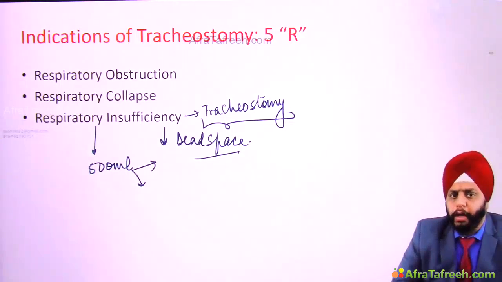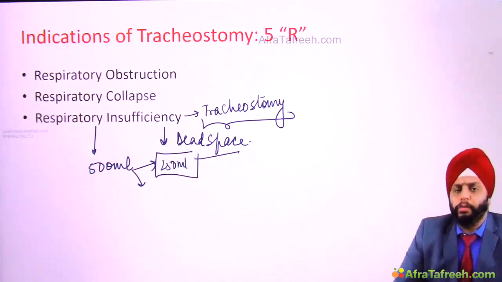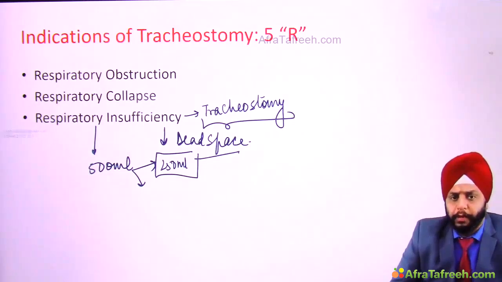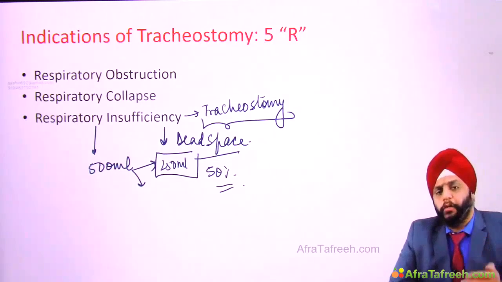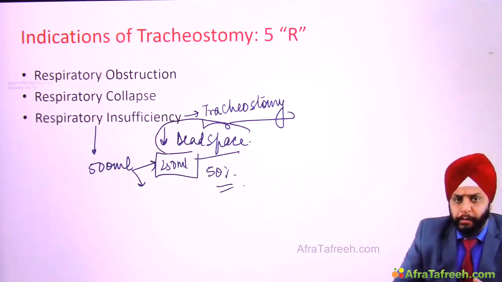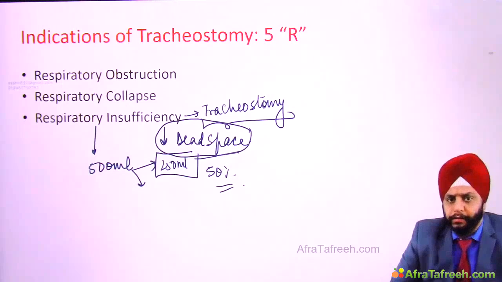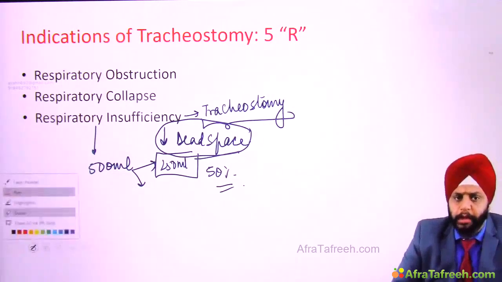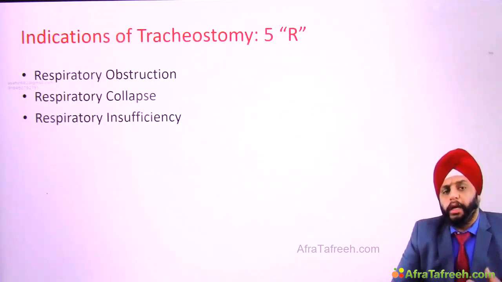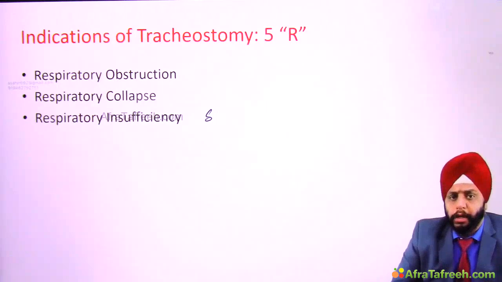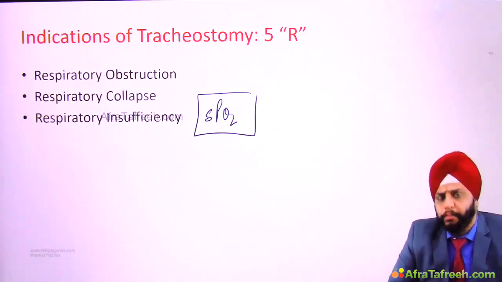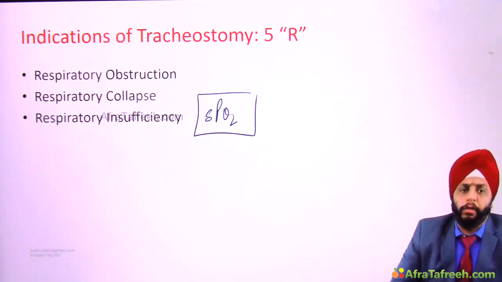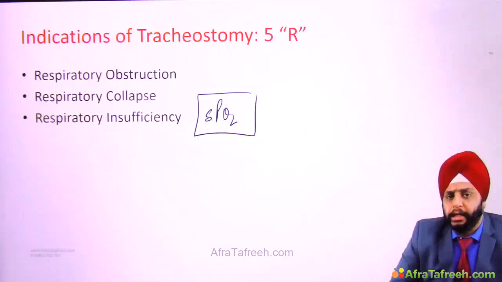And you know what happens? Let's say 50% of the alveoli are not working. Still the patient is able to do gaseous exchange for 250 ml. So he is able to utilize 50% of the air that the patient is breathing. So we can use tracheostomy to decrease the dead space. This is used in respiratory insufficiency, in those patients of COPD or bronchitis who are not able to maintain SpO2. If the patient is not able to maintain the oxygen saturation in the blood, then we do a tracheostomy to decrease the dead space.